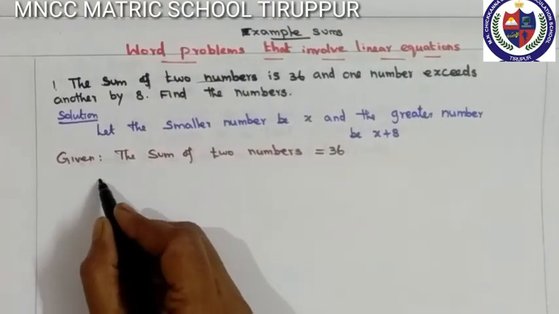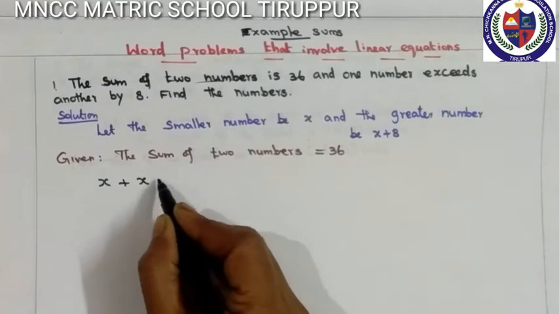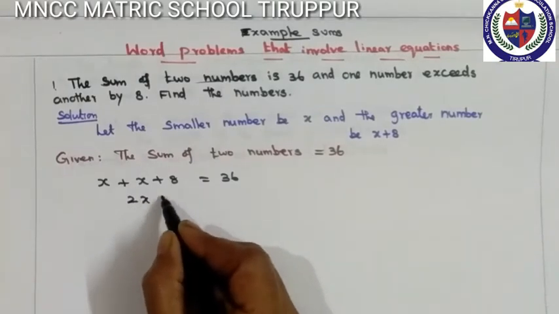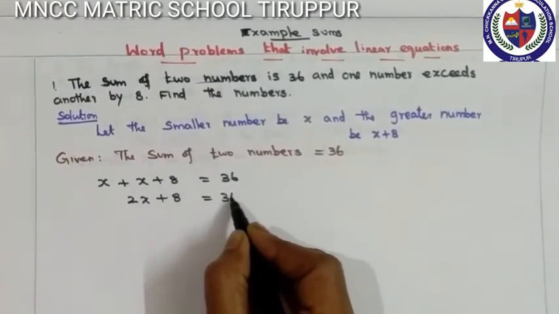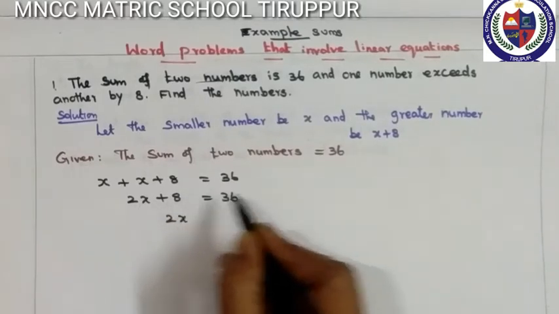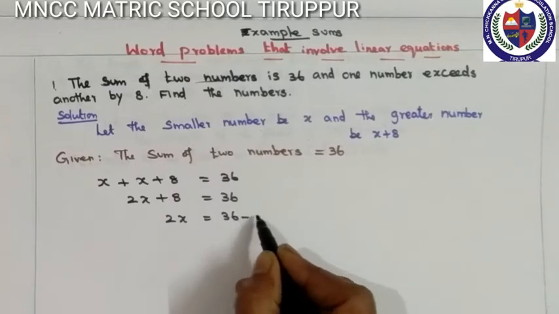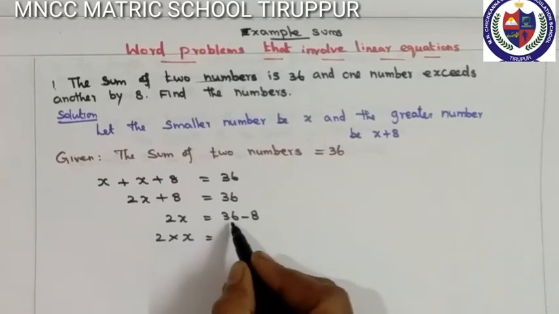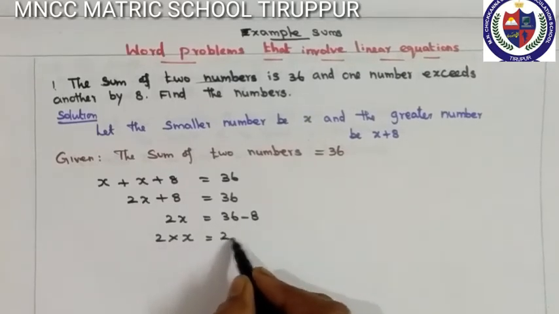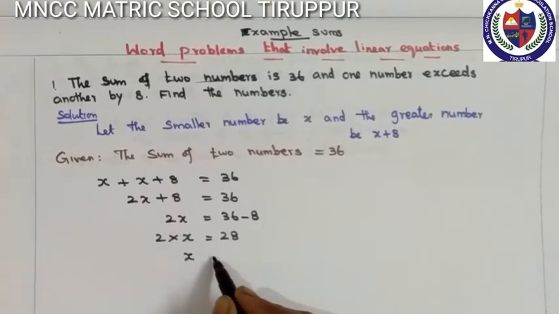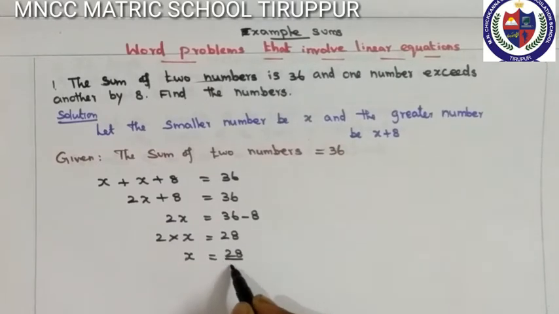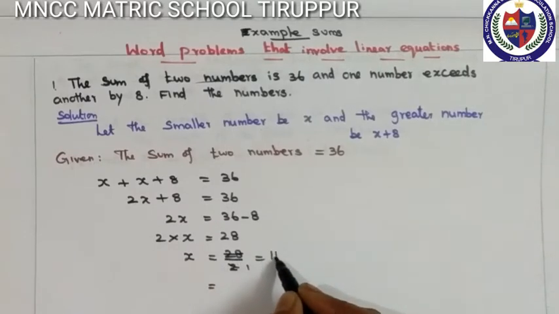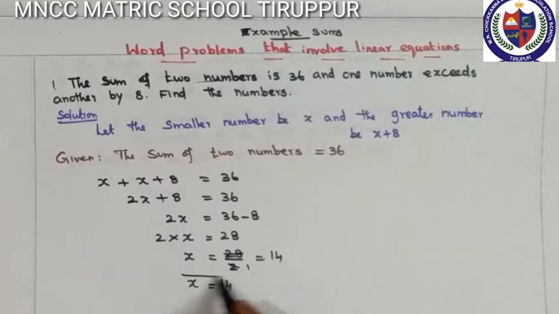Sum of the numbers is 36. So smaller number plus greater number equals 36. x plus x is 2x, so 2x plus 8 equals 36. Variable one side, number go to the opposite side: 36 minus 8. 2x means 2 times x. 36 minus 8 gives 28. Multiplier goes to the opposite side as divide. So 28 divided by 2 is 14. So x equals 14.